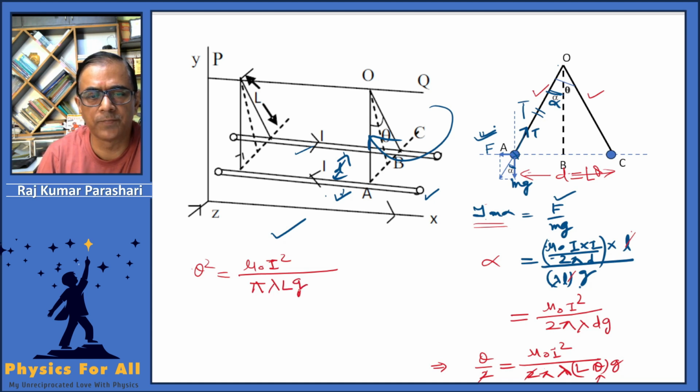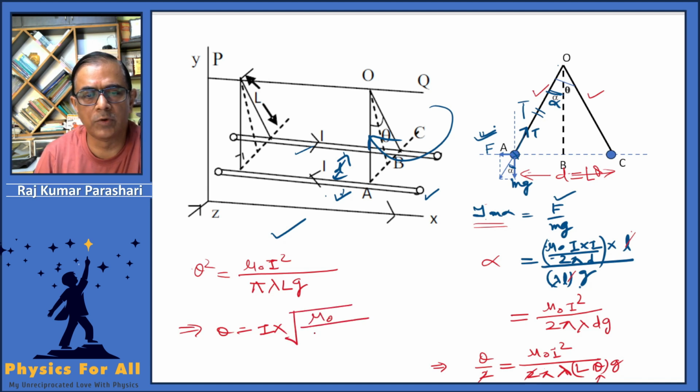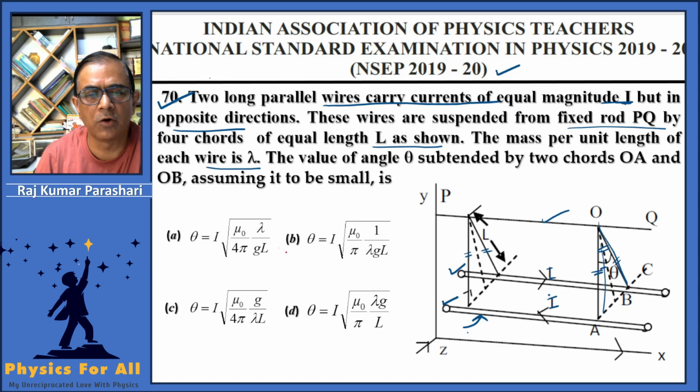L into g. And this further implies theta is equal to I multiplied by the square root of mu naught upon pi lambda L into g. If you look at the various available options, then option B seems to be correct. Thank you.